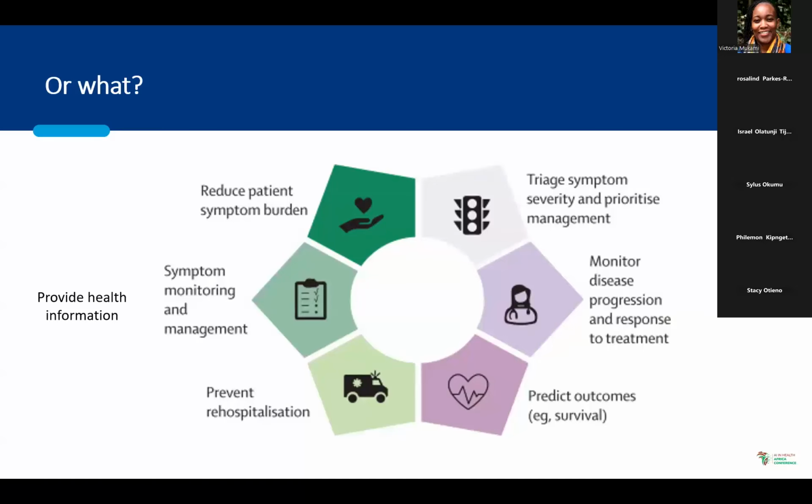And from a patient angle, this section in the middle is about hospital and disease burden. So we could talk about triaging symptoms and prioritizing people for how they need management. We can think about monitoring disease progression. We can think about predicting outcomes. We can think about preventing rehospitalization, symptom monitoring, and managing symptom burden. That's all within a hospital setting.